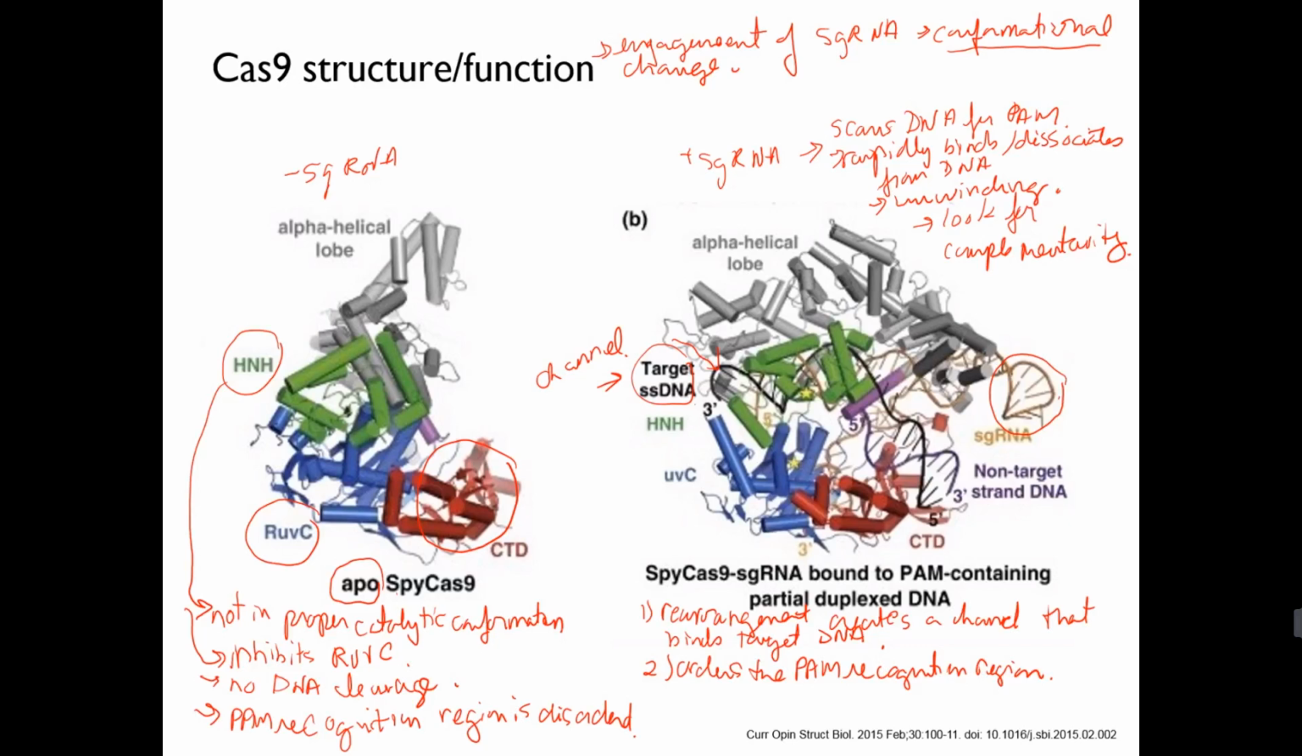Okay, so let's just reiterate. We engage the guide, we have a conformational change that creates a channel and allows us to search target sequences for a PAM. If a PAM is encountered, that promotes a further conformational transition where the target sequence is unwound. If the target sequence is complementary to the guide, that promotes the final conformational change such that the Cas9 reaches its ultimate active state and catalyzes cleavage of the two strands.